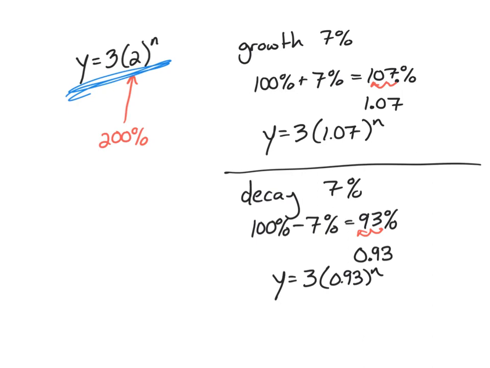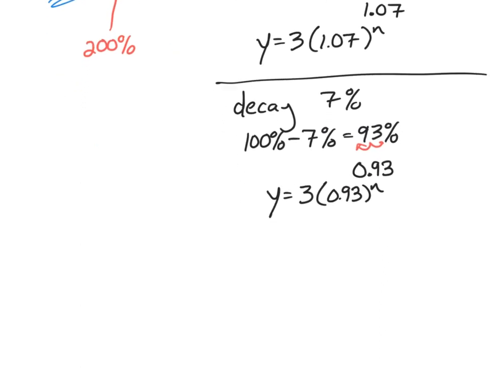So in summary, anytime you want to find a multiplier of either growth or decay, you start with 100%, and you're either going to add to 100% or you're going to subtract from 100%. And let's kind of apply this.